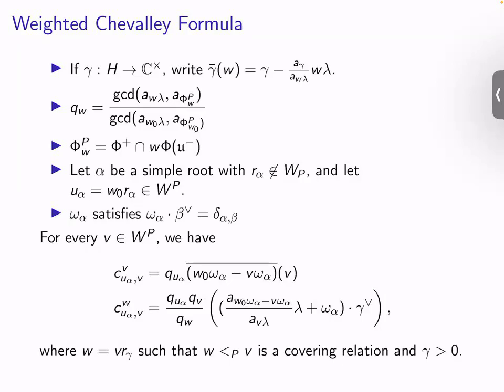QW is this rational number that's a quotient of some things coming from stabilizers of the weighted Schubert varieties, but I'm not going to go into all the notation of what QW is. It's just some positive scalar.